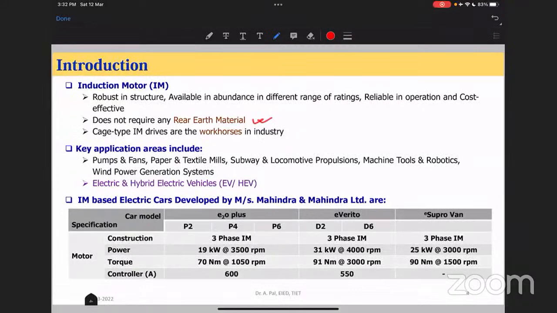And there are other factors, and there are lots of applications of the induction motor, not only in electric vehicles. These are the different applications: robotics, steel mills, textiles, and pumps. There are lots of wind generators. There are numerous applications you may find in different areas. That's why the induction motor is very popular, and many companies like Mahindra and Tesla also use the induction motor in electric vehicles. Here I have got the data from Mahindra Electric. They use induction motors in different cars, that is the E2O Plus, E Verito, and E Supro Van. They use a three phase induction motor, and these are the specifications.